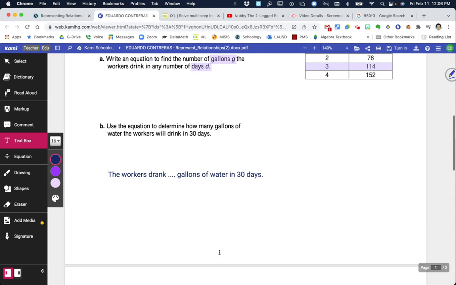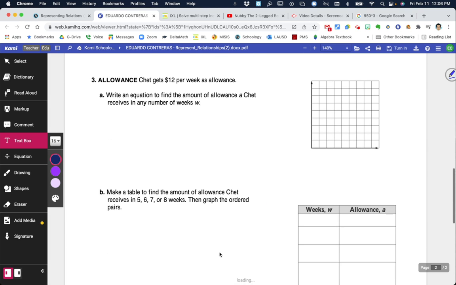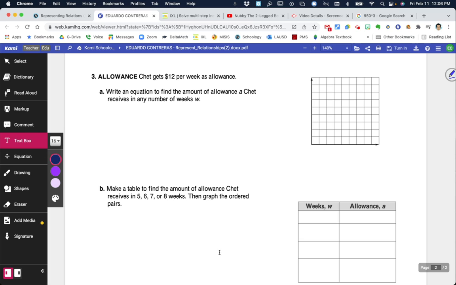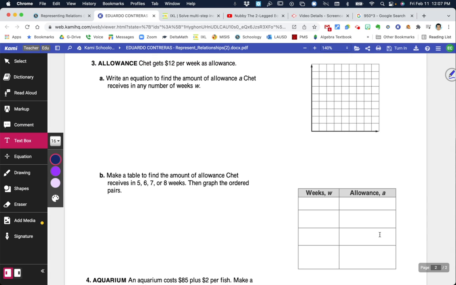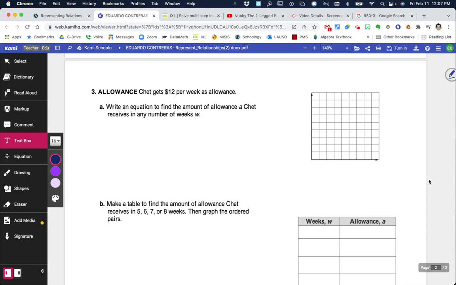Okay, let's move on to number 3. So for number 3, we're going to do a few things. We're going to read and set up an equation. We're going to complete a table, and then we're going to use the values from the table to make a graph and plot the points, okay? So let's do it. You guys ready?